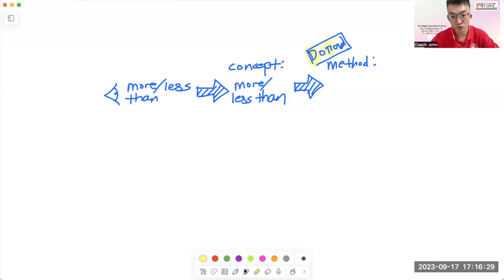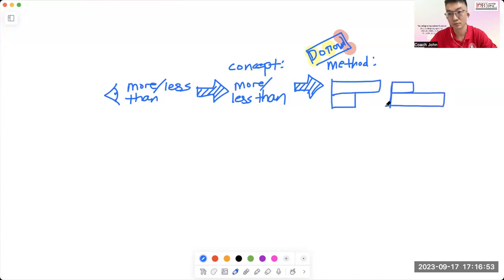Okay, so this is like screaming into your ear, do now. So what do you have to do now? Just simply draw a model. It can be a long short, if it's a more than model, or it can be a short long. Then next, what are the variations?